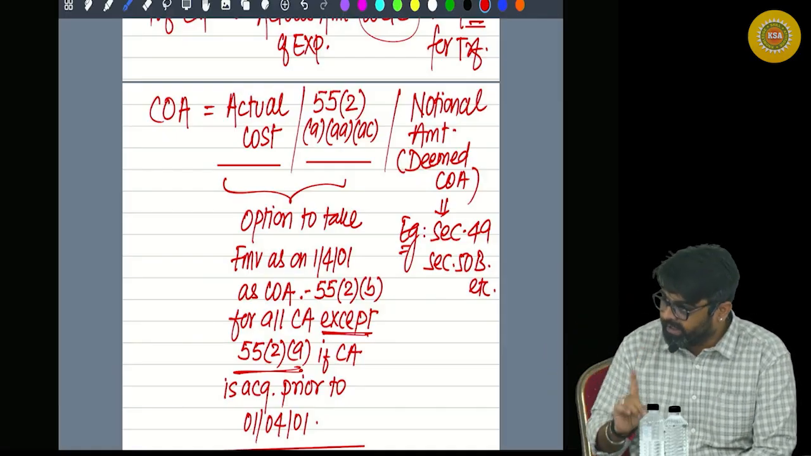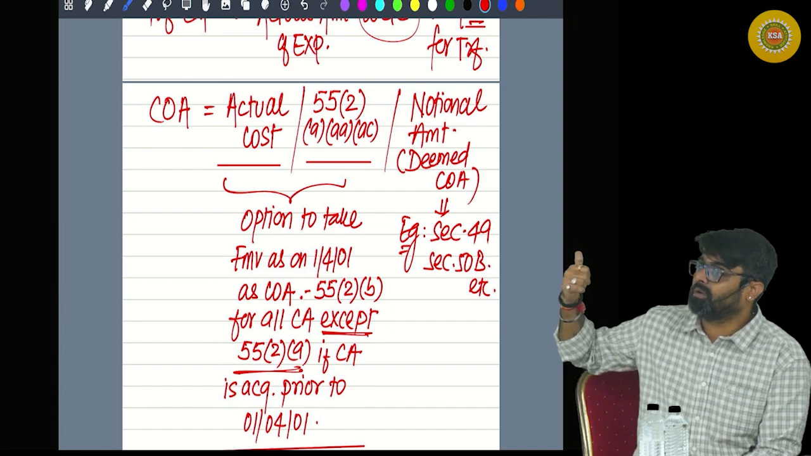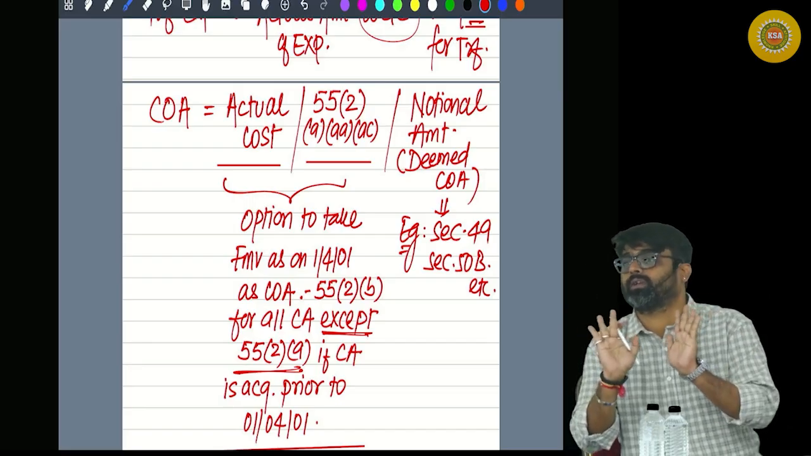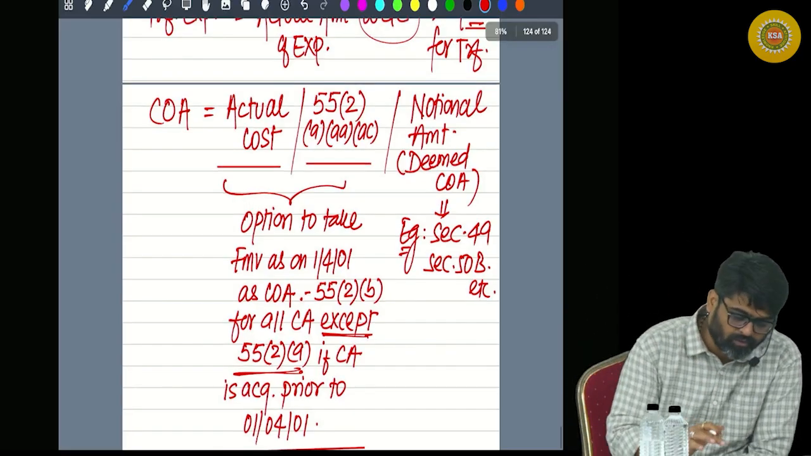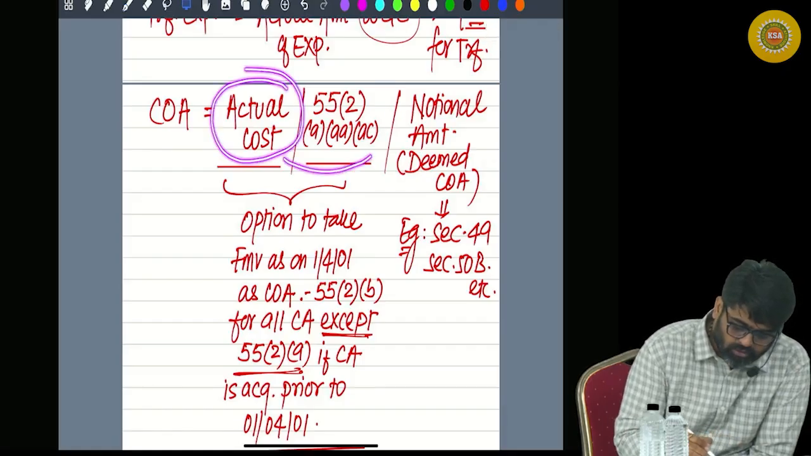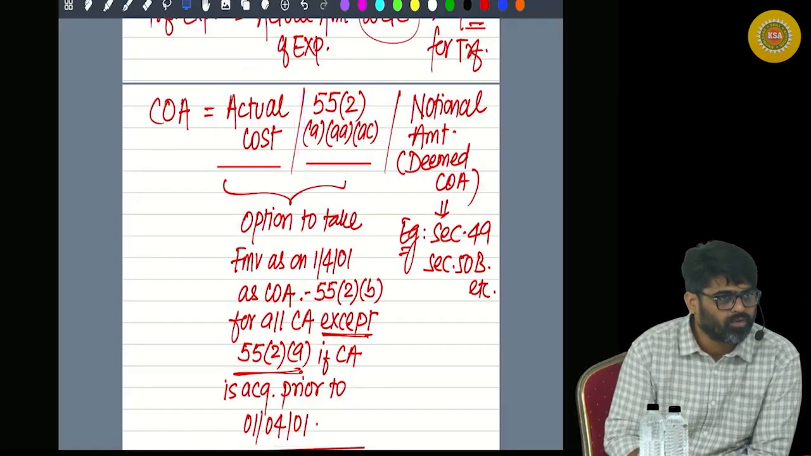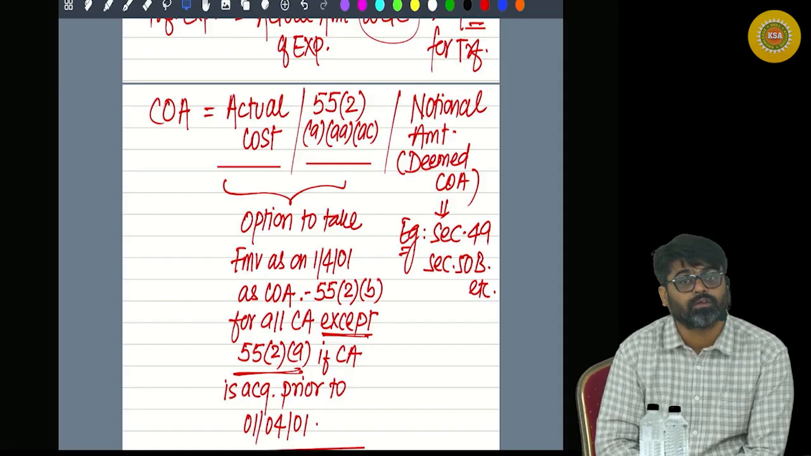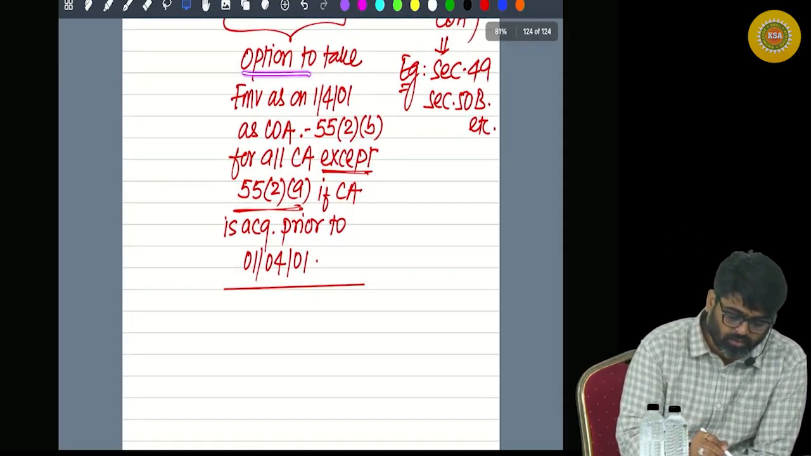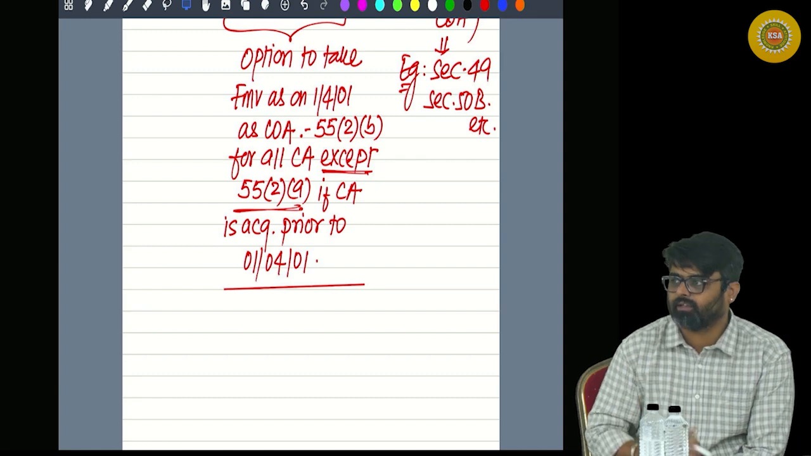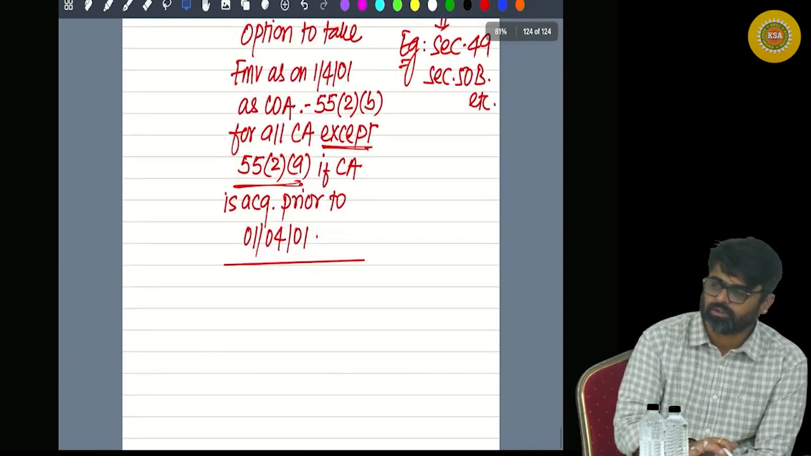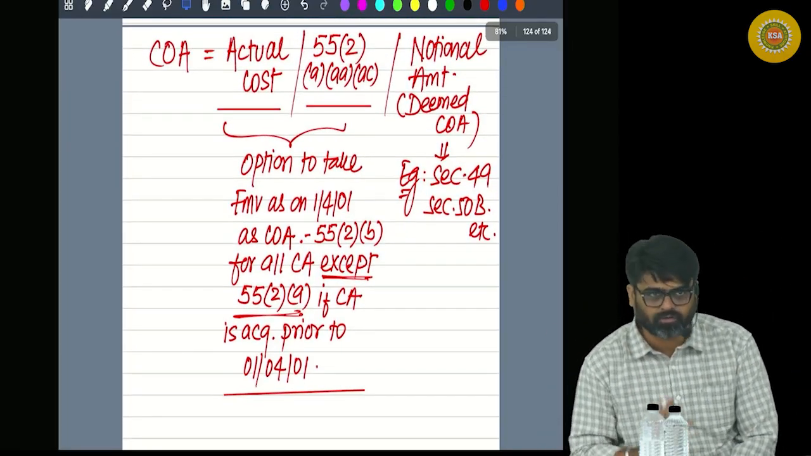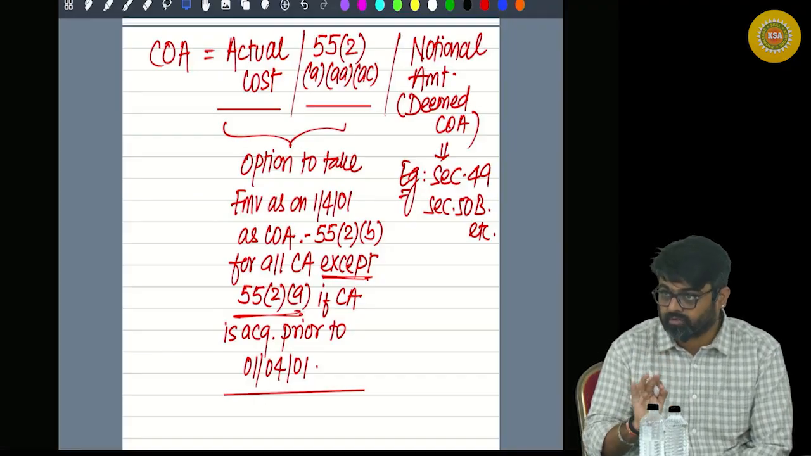Yes or no? And please make sure that when a notional amount is taken as cost, you calculate the capital gain on it. No FMV option is given there. The FMV option is given only for actual cost or 55(2), and specially 55(2)(a), intangibles. For intangibles, the option to take fair market value does not exist. Okay? Now, cost of acquisition can be this, can be this, can be this. I will elaborate on this cost of acquisition also. Don't worry about this. There are a lot of things which I have to discuss in this cost of acquisition.